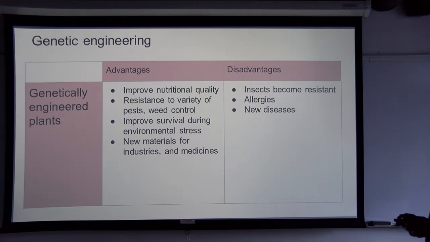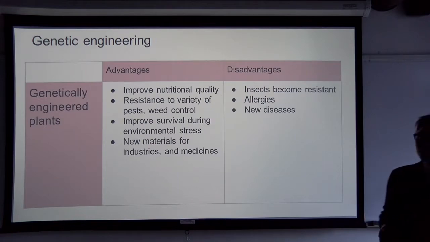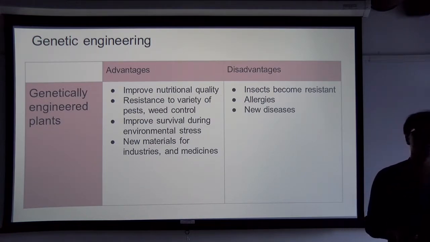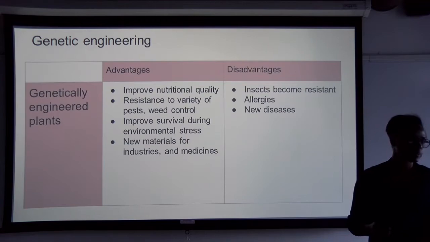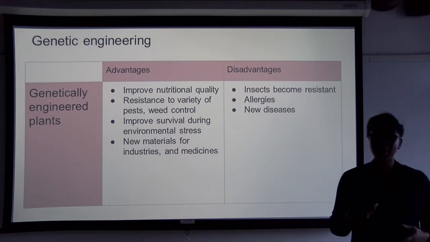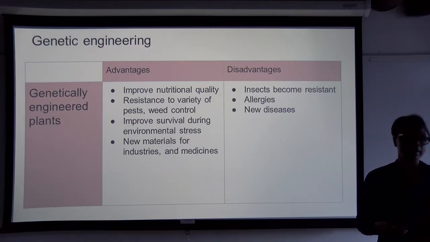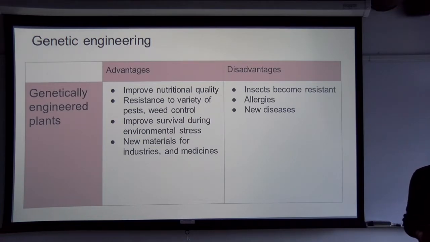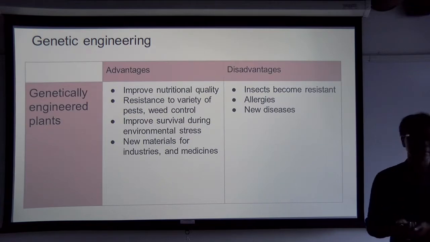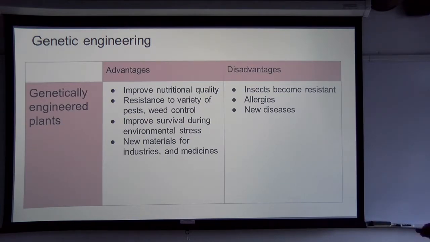So the disadvantage of this technique is that insects are now becoming resistant to pesticides. And as they become resistant, they could become a pest themselves, where we have to figure out a way, or can't find a way, to get rid of them. We're altering the food, so we also see a rise in allergies because of the manipulation of the food, and also new diseases because of it. Any questions on genetic engineering?